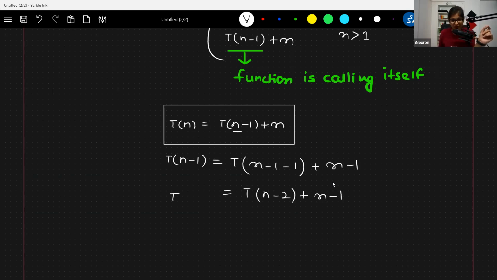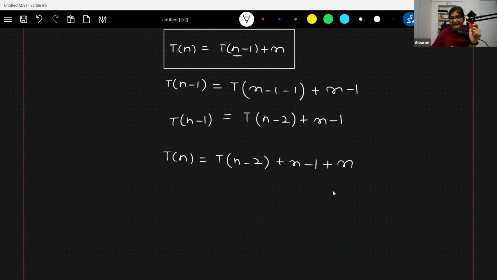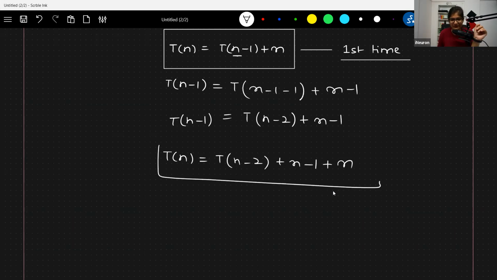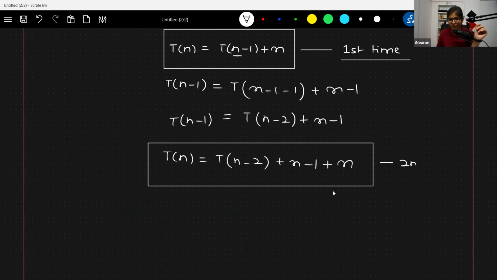If I put this value of T of n minus 1 in the above equation, I get T of n minus 2 plus n minus 1 plus n. Can I write this? See this? Can we write this? Right? So this is the equation the first time. The second time when we did the substitution of the values, this is the equation that we get.